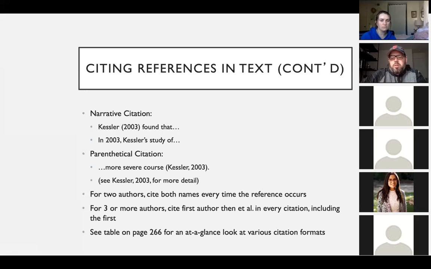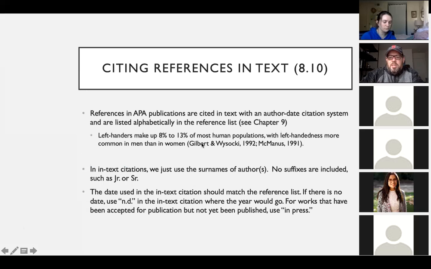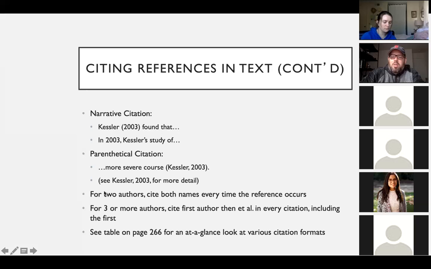For 2 authors, you do have to cite both names every time the reference occurs. So again, I'm going to go back to our dear friends on the previous slide, Gilbert and Wysocki. You can't just drop Wysocki from being a part of the work because they're the second author, they're a partner in that work, right? So for 2 authors, you would have to write out Gilbert and Wysocki every single time, whether it's in the narrative citation or whether it's in the parenthetical citation.